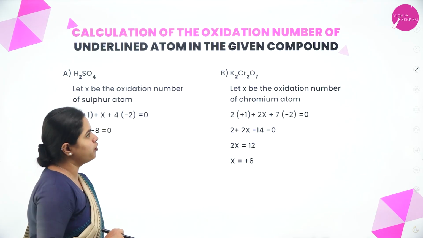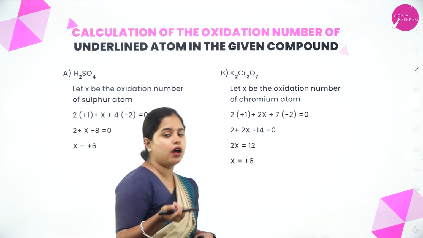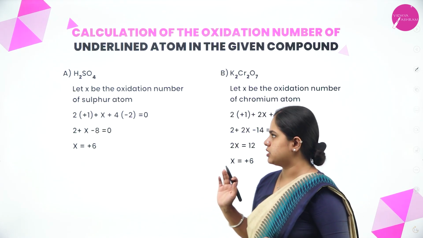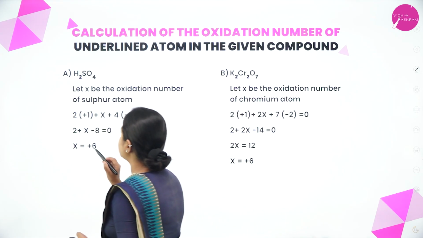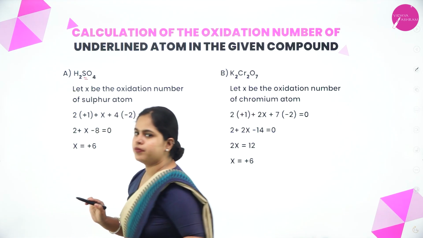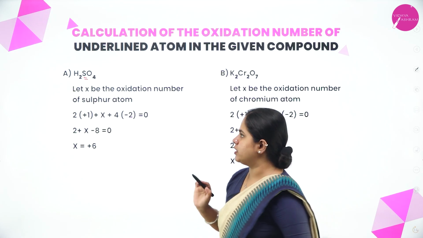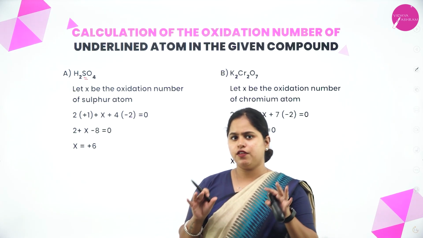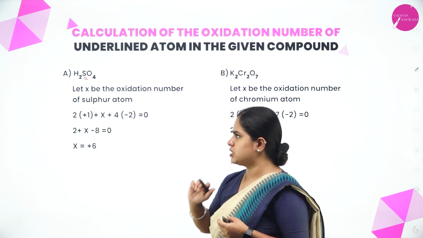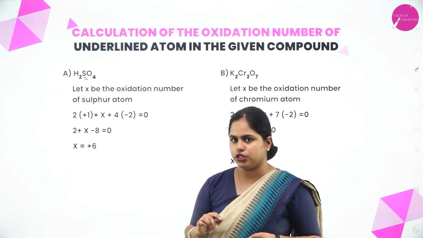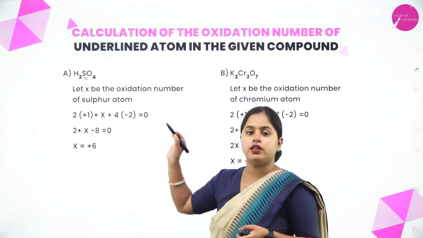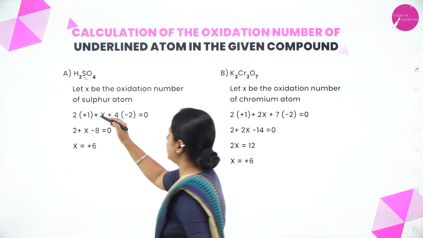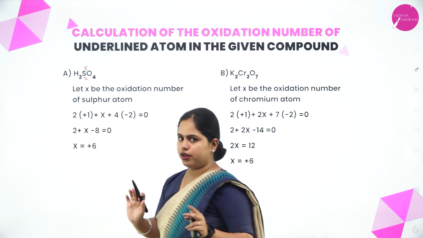So now we are going to do a few examples here, how we can calculate the oxidation number based on the rules that we have just discussed. So first, let us calculate the oxidation number of sulfur in sulfuric acid, that is H2SO4. Based on the rules that we have studied, we already know the oxidation number of oxygen and of hydrogen. So using that, we are going to calculate the oxidation number of sulfur. As of now, we don't know it, so we are going to take it as X.